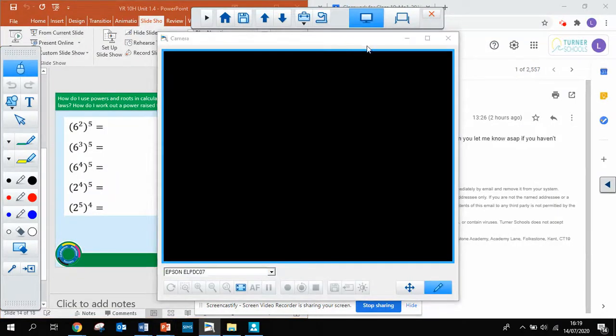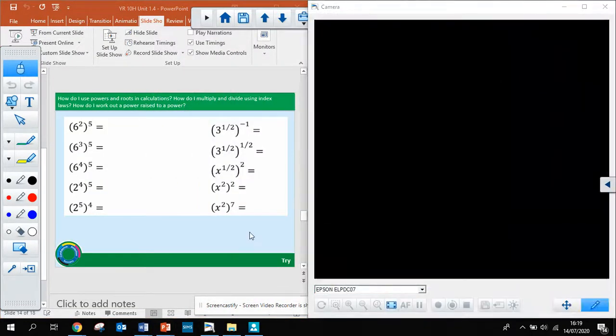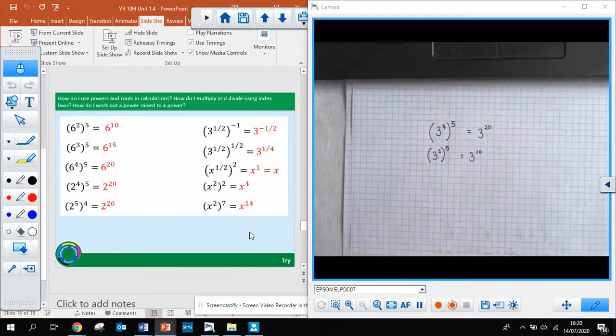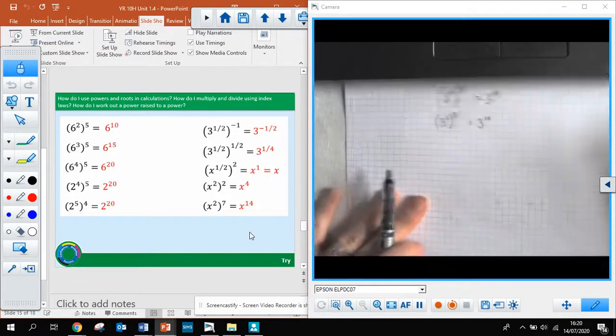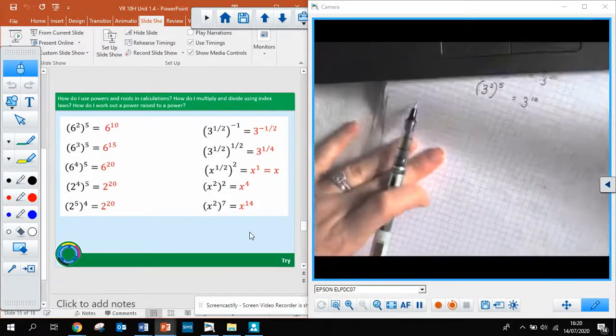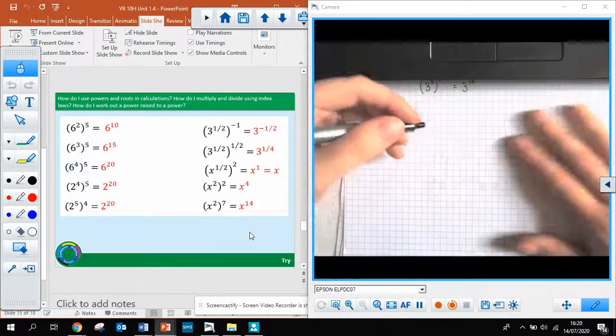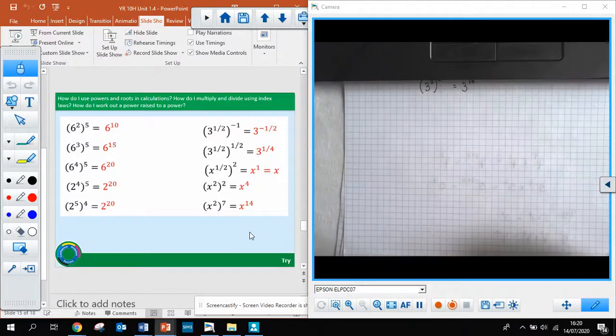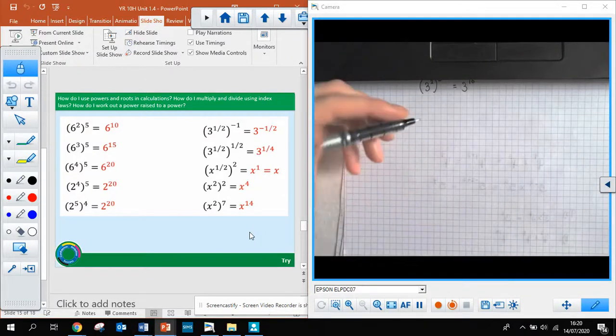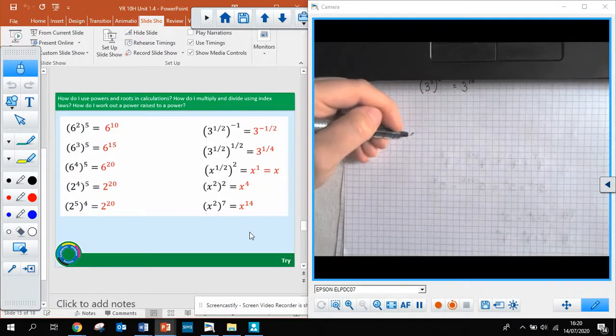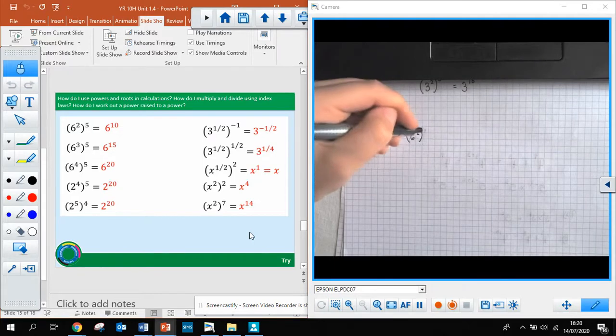Okay, so let's have a look at the solutions here together. I'm going to go through them very quickly. I'll do the first two, and then I'll talk you through the rest until it gets a little trickier with negatives and fractions. So we had 6 to the power of 2, all raised to the power of 5.